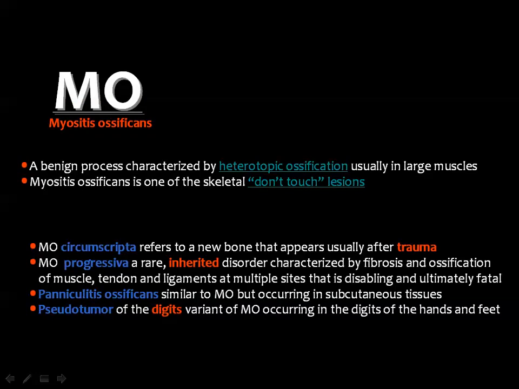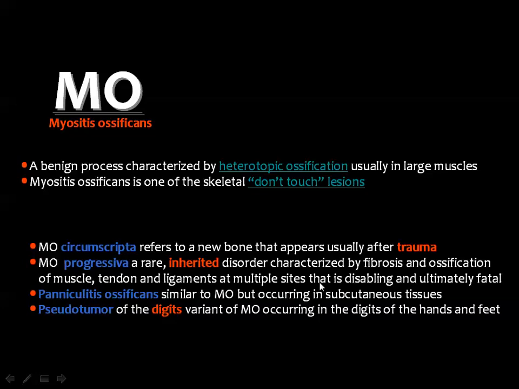Then we came to the myositis ossificans, which is also one of uncertain origins, and this is a benign lesion resulting in heterotopic ossification, usually in the large muscles. And this lesion is known in the literature as don't touch lesion. And you know that the most common cause of myositis ossificans in adults is the trauma, and if you try to surgically remove this, you initiate another trauma which will participate for another lesion.